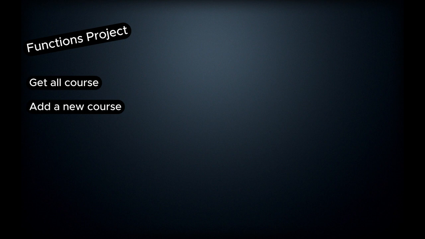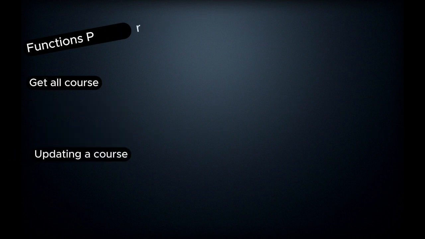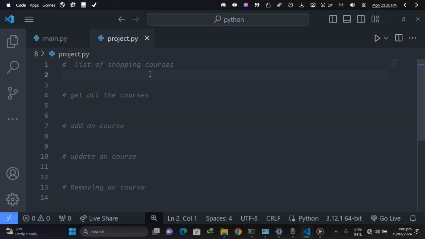In this lesson, we'll be developing a function that allows us to get all courses, add a course to our courses list. Additionally, we'll create another function that will focus on removing a specific course from the list. Finally, we'll be developing a function that will update the list accordingly. Let's start by creating a list of all our courses.